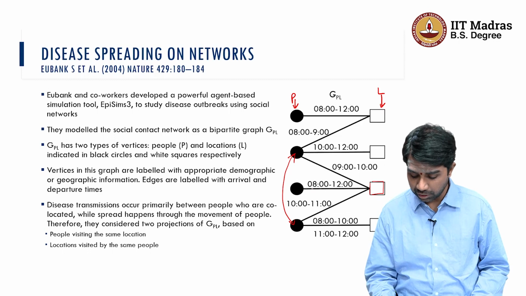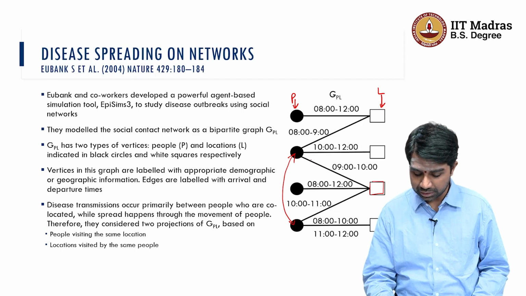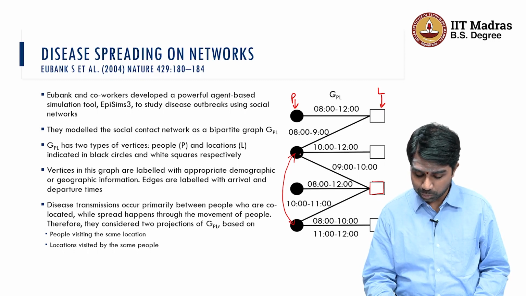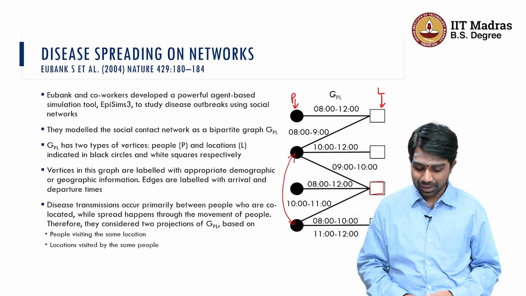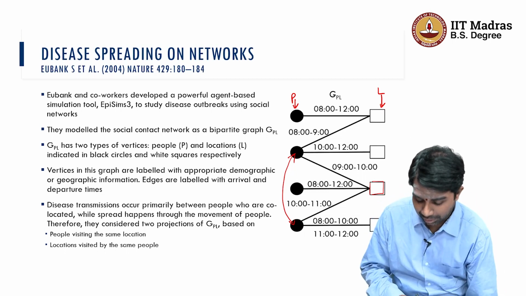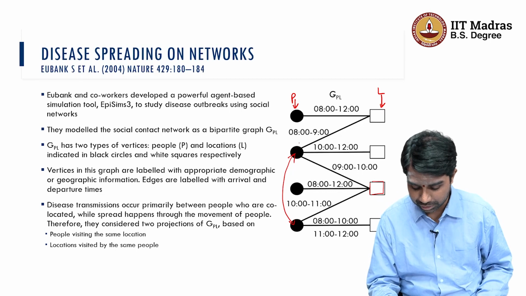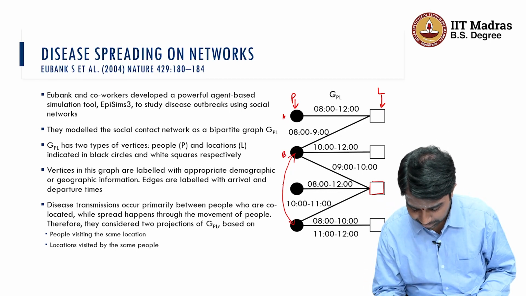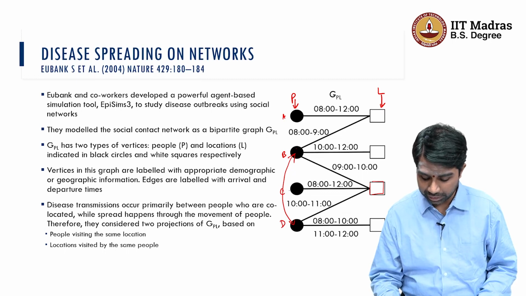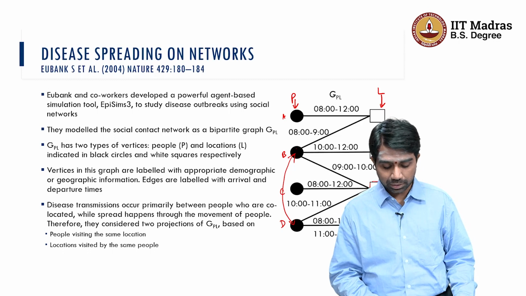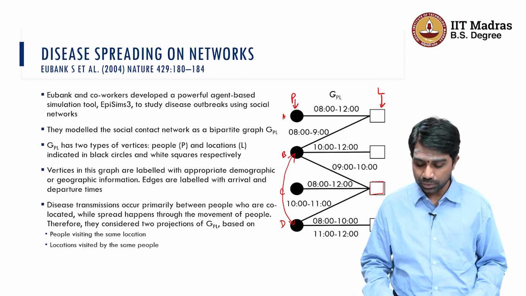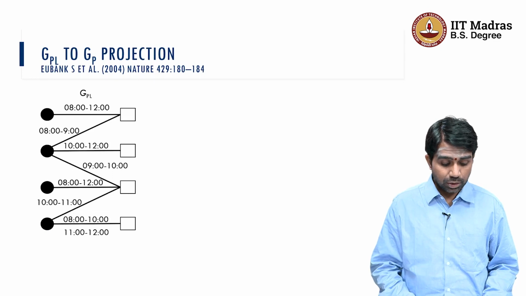But this person staying for a longer time in this location has interacted with this person and this person. So maybe this person could spread a disease to this person and this person could spread a disease to this person. So finally the network is all connected, right? Even though there was no direct interaction between this, so maybe with names it will become easier. Even though there was no direct interaction between B and D, B could have passed on the disease to C and C could have passed on the disease to D. Okay. So what is this projection?